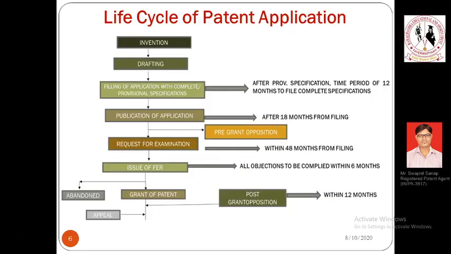So the life cycle of a patent application starts with the invention. So what is the meaning of invention? It is very simple: any creation of a mind which is used to solve a particular problem that he has observed in the market or existing products or existing technology, and he proposes a solution to it, that is referred to as an invention. So inventions are always associated with a problem and a solution, right?